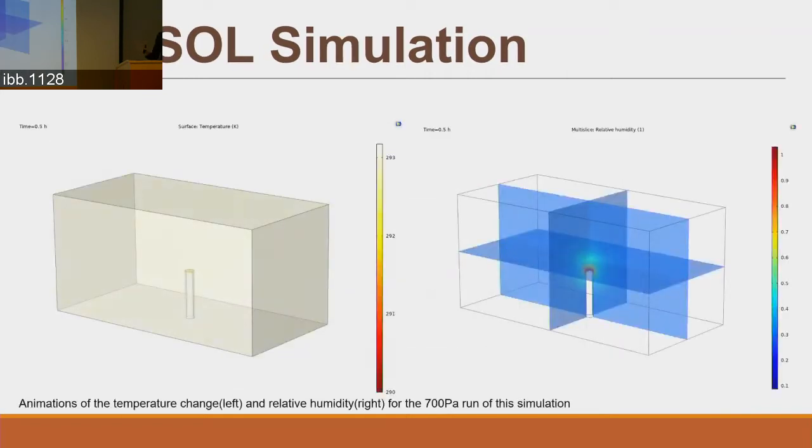Here's a little animation of the simulation. Some fun little visuals for you. On the left, we can see the temperature plot, and on the right is the humidity plot. The humidity plot is relevant because of evaporative cooling. This shows evidence that we are, in fact, observing the evaporative cooling that we expected to see.